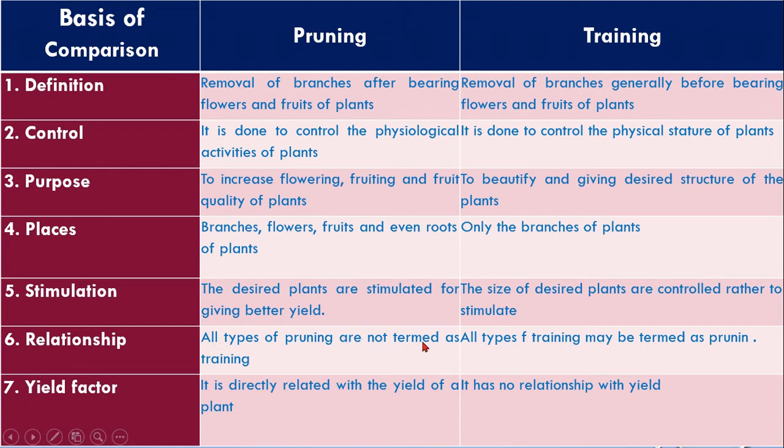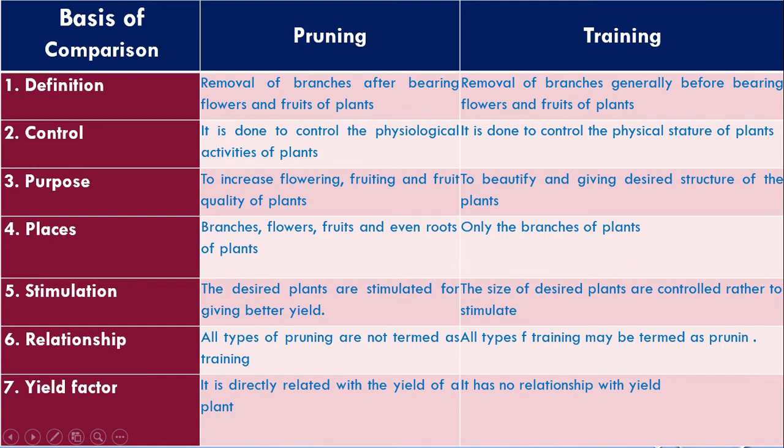All types of pruning are not termed as training, but all types of training may be termed as pruning. Pruning is directly related to the yield of a plant. Training has no relation with the yield. This point is very, very important. Sometimes in your exam you can get: what is pruning, what is training. Write down the characteristics of pruning, the characteristics of training, or the difference between them. If you memorize this table, you can answer those types of questions.